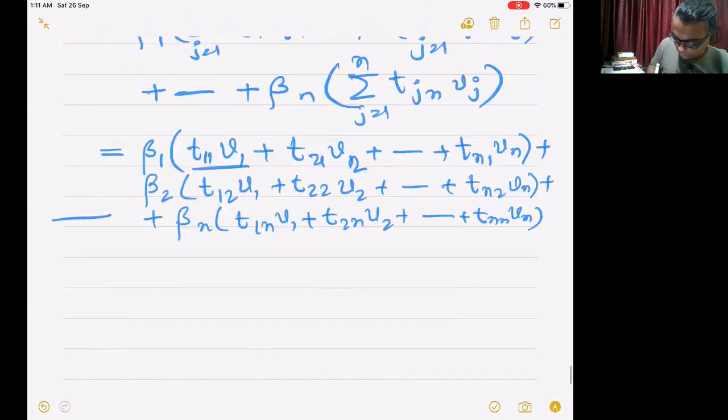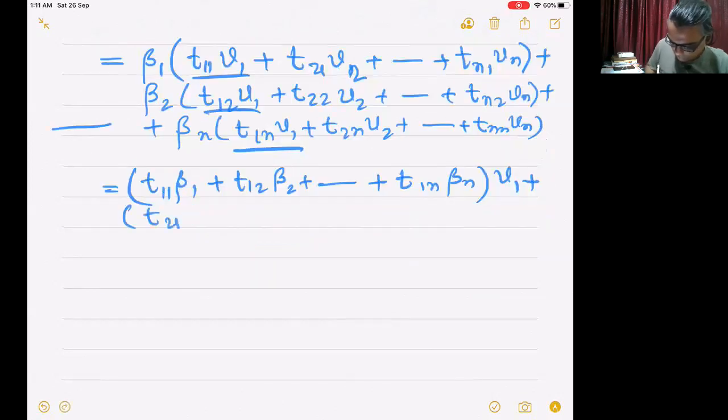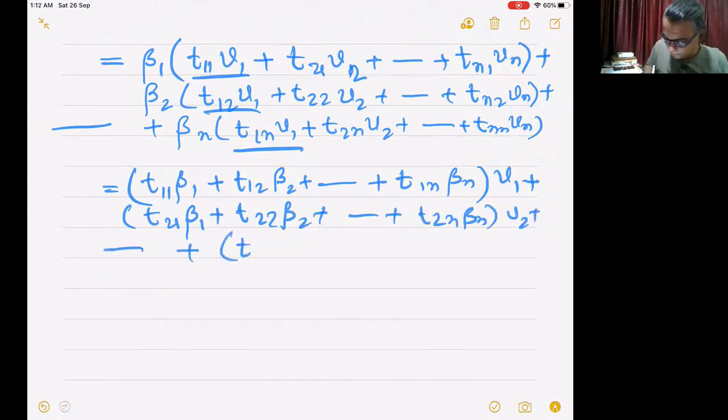I'm going to club all V1s together. This is okay: T11 beta 1 plus T12 beta 2 plus dot dot dot T1n beta n, this into V1, plus T21 beta 1 plus T22 beta 2 plus dot dot dot up to T2n beta n into V2, plus dot dot dot plus Tn1 beta 1 plus Tn2 beta 2 plus dot dot dot plus Tnn beta n into Vn.